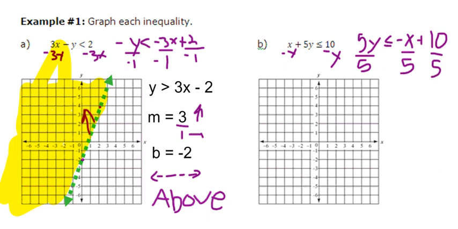So when I divide by 5, I get y is less than or equal to negative 1/5 x plus 2. So again, that's less than or equal to. So in this case, my slope is negative 1/5.